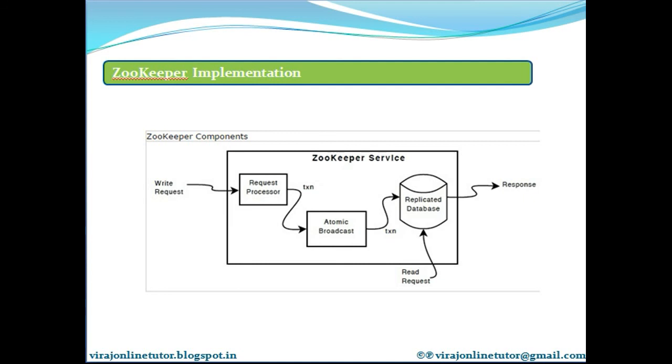Zookeeper uses a custom atomic messaging protocol. Since the messaging layer is atomic, Zookeeper can guarantee that the local replicas never disagree and they are not diverging from the actual state. When the leader receives a write request, it calculates what the state of the system is when the write is to be applied and transforms this into a transaction that captures the new state.